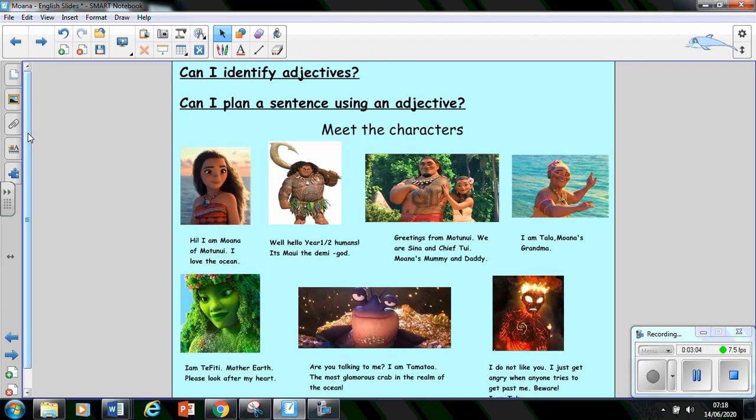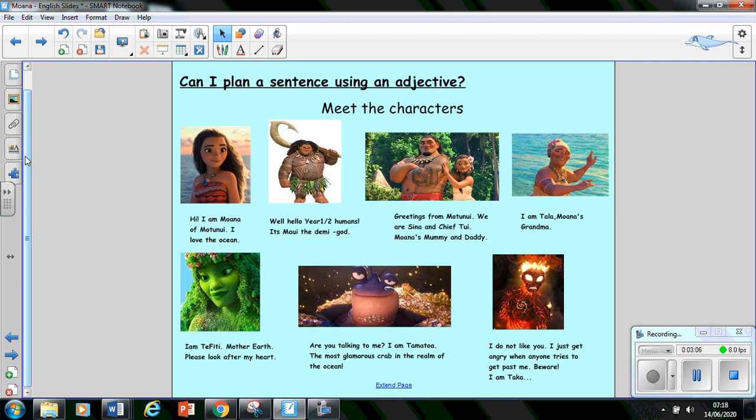Here we've got some characters to meet from the story of Moana. You can pause the video and pretend that you're a character and read out the little blurbs that I've put here, pretending to be the characters. But just so you know, this is Moana. Say hello, Moana. This is Maui, the demigod. These are Sina and Chief Tui, Moana's parents. This is Grandma Tala, who Moana absolutely loves. And this lovely lady here is Mother Earth to Fiji, whose heart Moana had to restore.